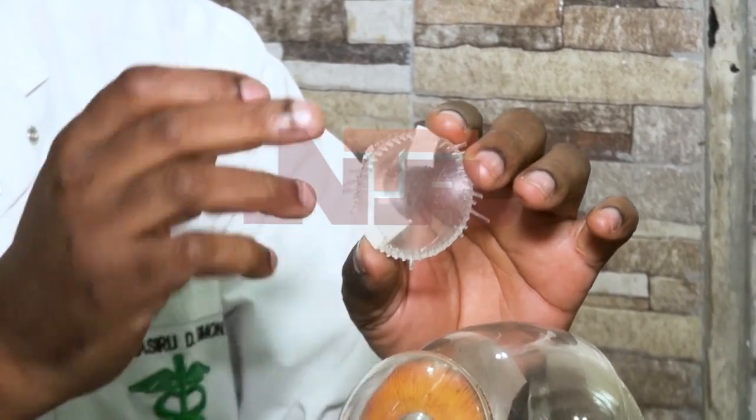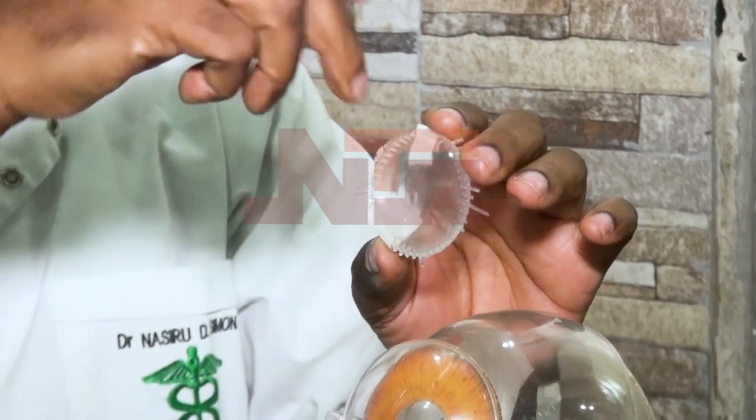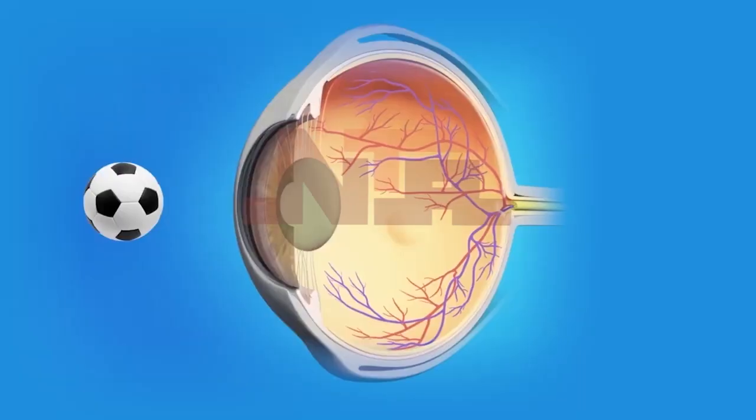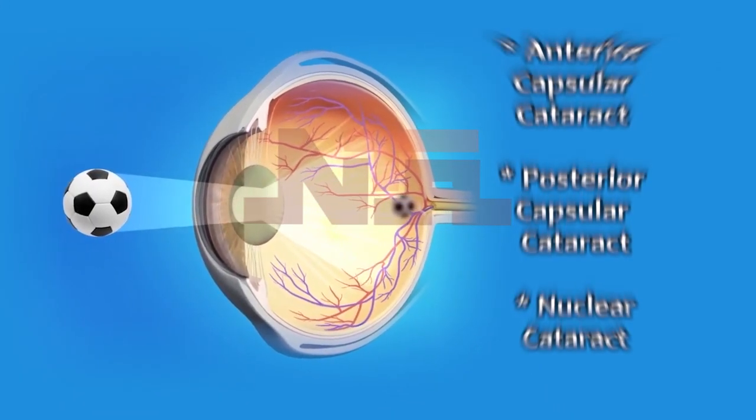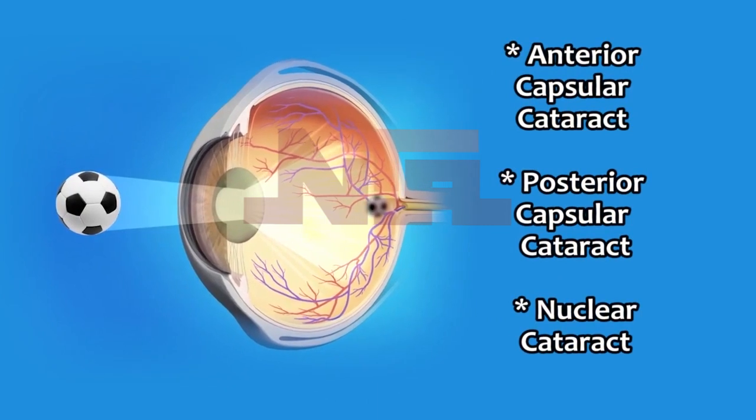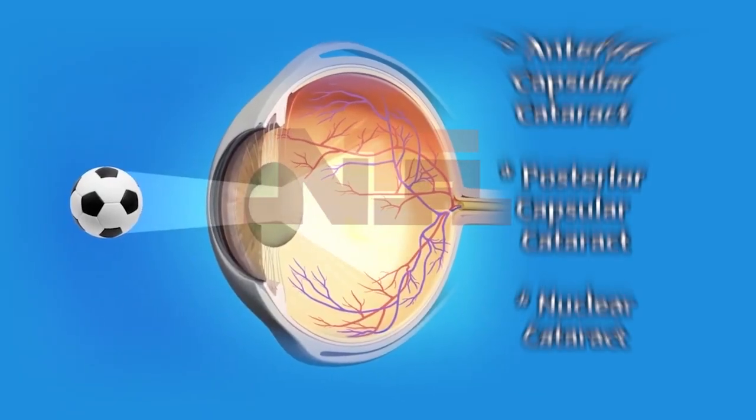The anterior part of the lens, the posterior part of the lens, and the middle part of the lens, which we call the nucleus, can be affected, and they could become opaque. If it's the anterior part that is affected, we say it's an anterior capsular cataract. If it's the posterior part, we say it's a posterior capsular cataract. If it's the middle, the nucleus, we say it's a nuclear cataract. Each and every one of them presents with its own problems differently.